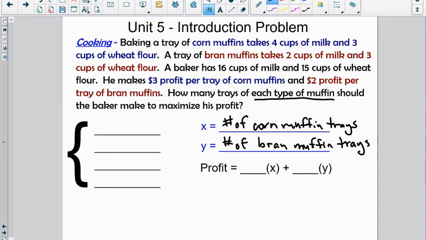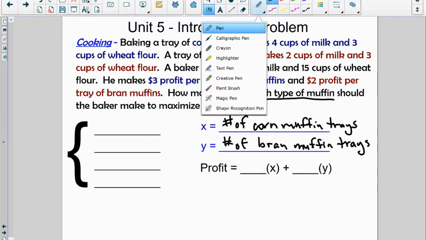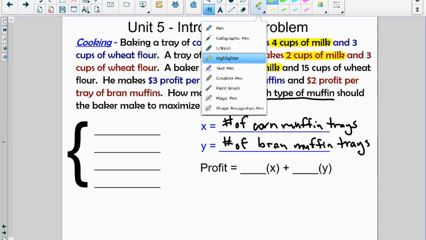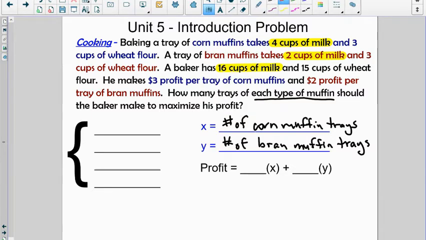Next, we need to write our inequalities for this problem. So we know some information about milk and wheat flour. So we want to write one of our inequalities for milk. Corn muffins take 4 cups of milk, bran muffins take 2 cups of milk, and the baker has 16 cups of milk. So if it's 4 cups for every tray of corn muffins, that's 4x, plus 2 cups for every bran muffin, that's 2y.